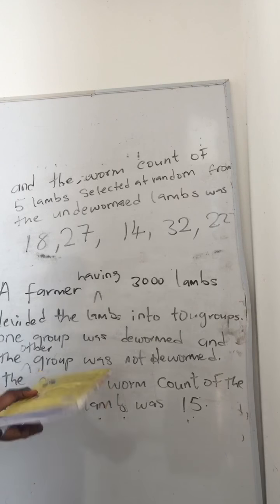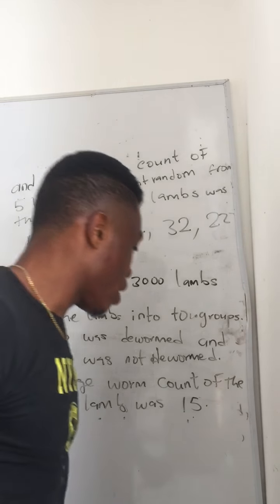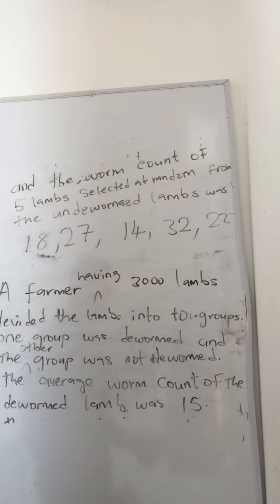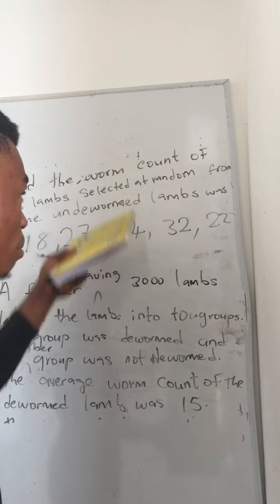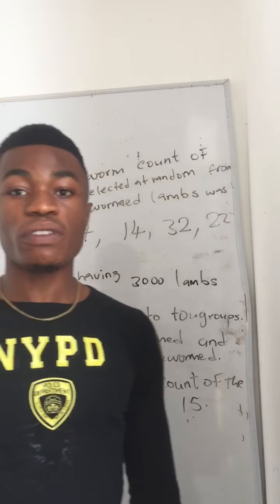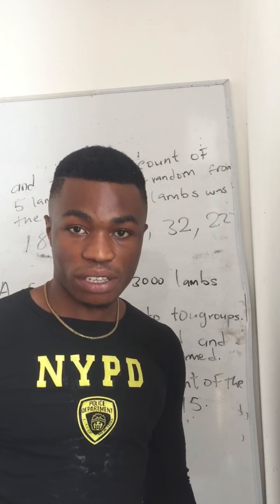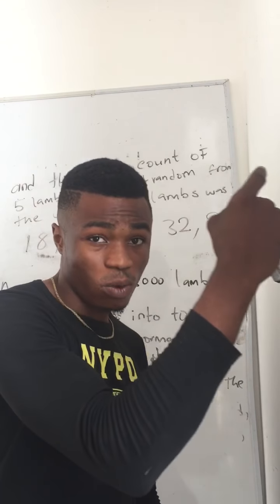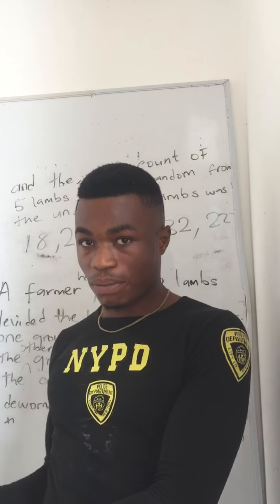Good. So now we have not put in a claim. Now the claim we are trying to test here, let's take the claim that we are trying to test. We are to test if there is a difference between the worm count of the dewormed lambs and the worm count of the undewormed lamb. Let's take it again. We are to test if there is a difference between the worm count of the dewormed lamb and the worm count of the undewormed lamb.